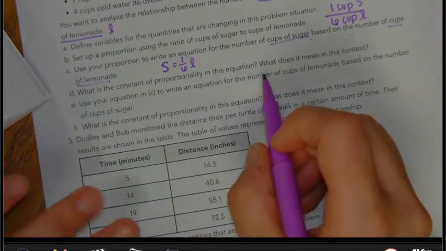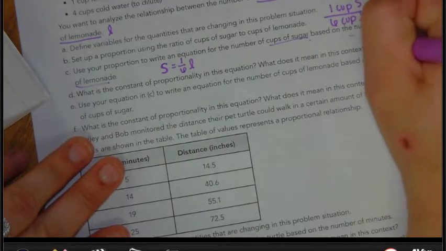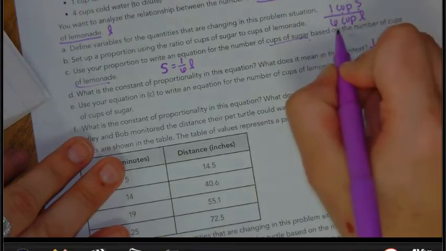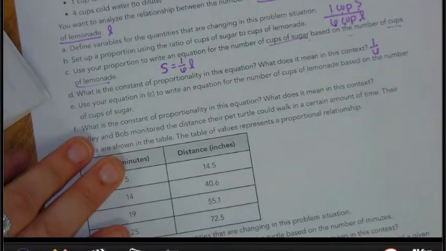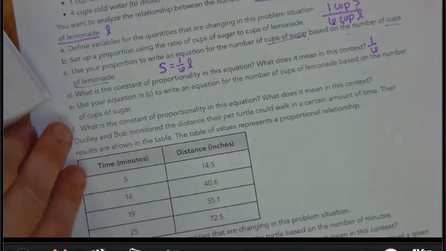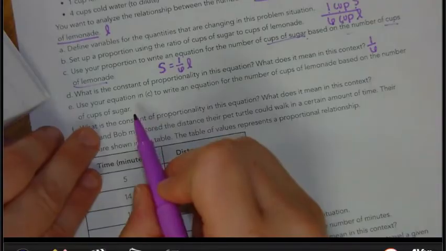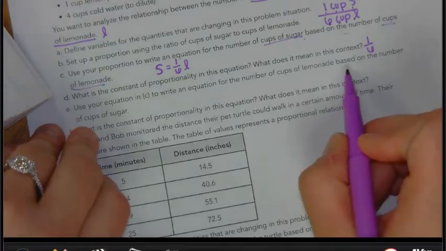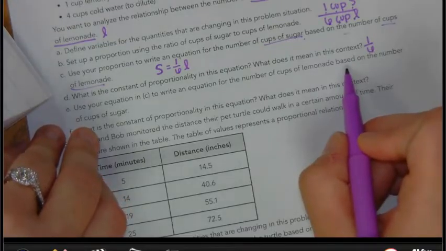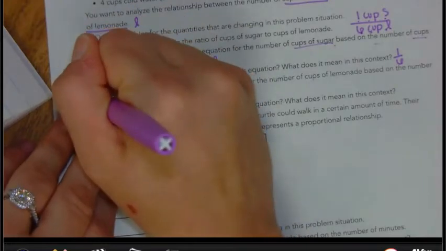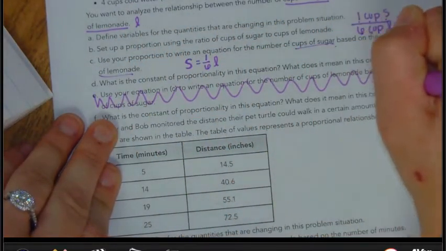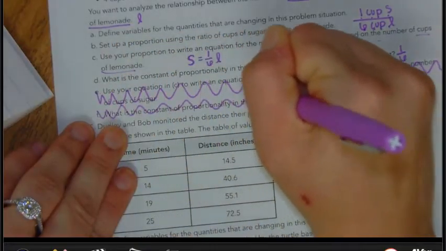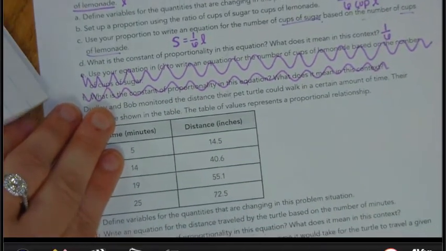All right, so what is the constant of proportionality in my equation? Well, it is 1/6. And what does it mean in words? That for 1 cup of sugar, you will have 6 cups of lemonade. That's what it means. Now, the next part asks to write an equation for the number of cups of lemonade based on the number of cups of sugar. Actually, nope. Mark that one out. Don't do that one. And then mark out F. Don't need that one. Don't want to confuse you.